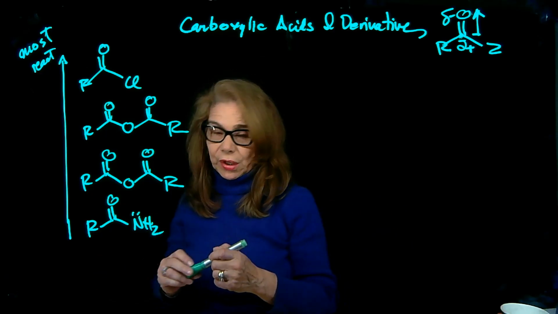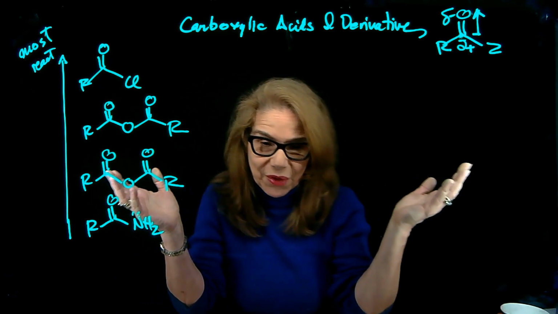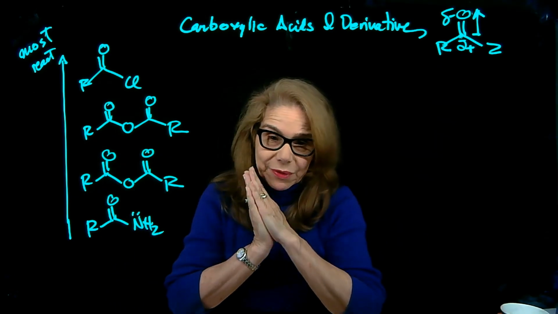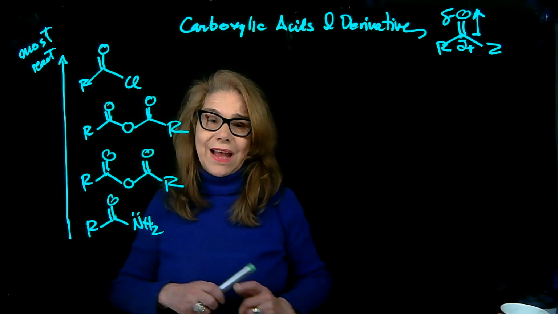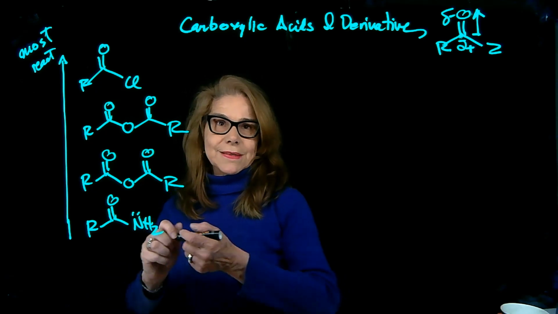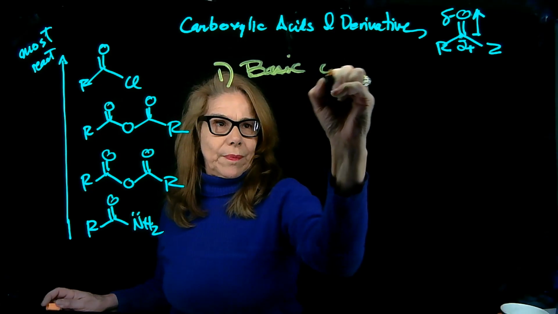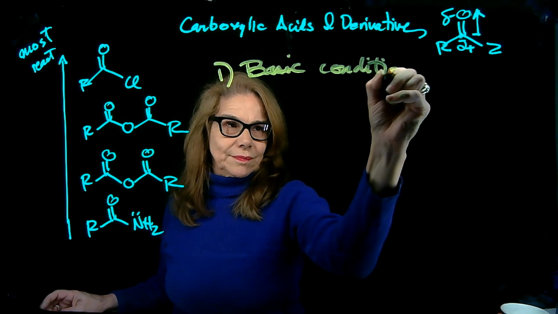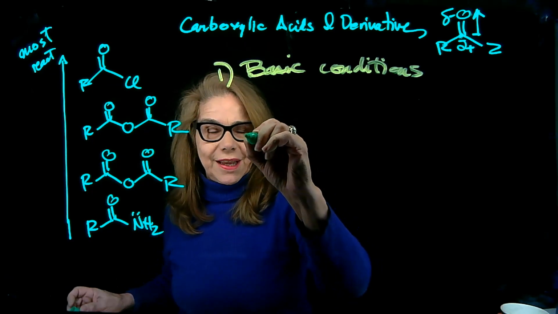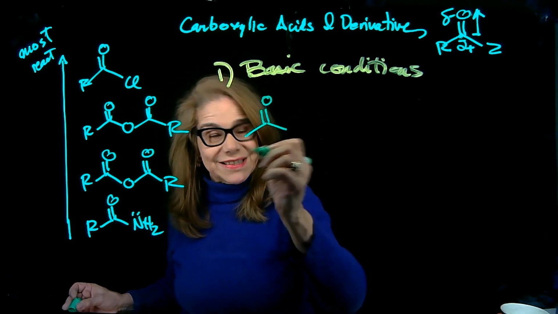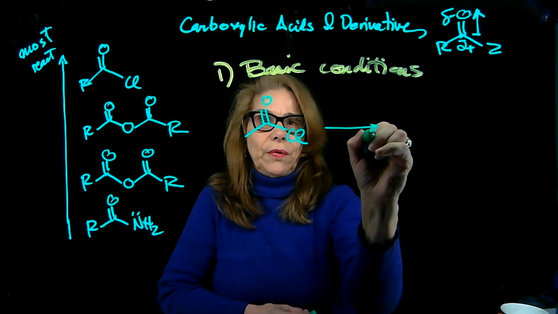And the first thing we're going to be doing is describing the two mechanisms that we will have in these problems related to carboxylic acid and derivatives. One is under basic condition and the other under acidic condition. So let's say under basic conditions, say that I have an acid chloride, so acetyl chloride for that matter. And say that I have a nucleophile under basic condition.